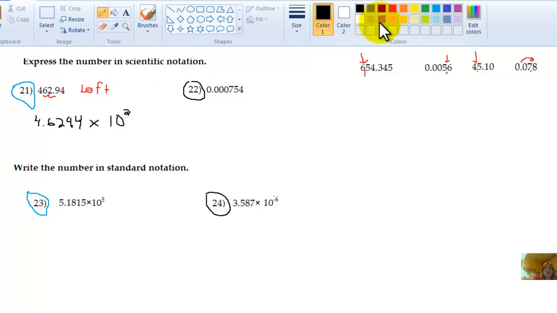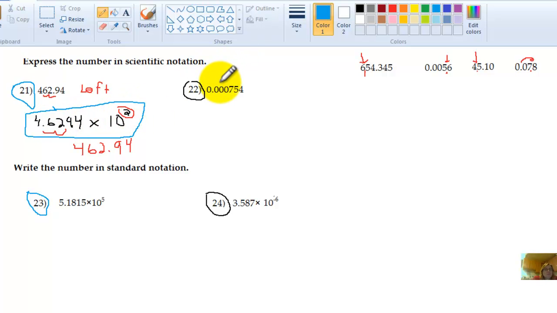When we undo it, we go the opposite direction. We'll move that back 2 places because it tells us to go 2 places. And we'll have our number back of 462.94. Okay? This is the answer, however, right here. We now put our number 462.94 into scientific notation of 4.6294 times 10 to the second.